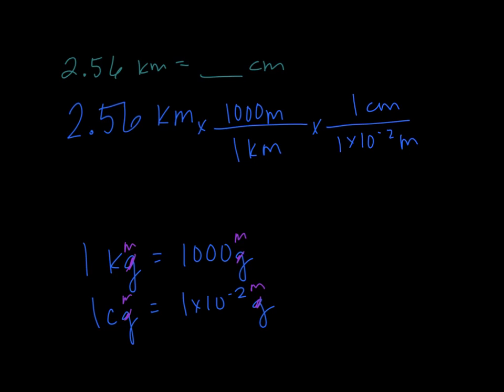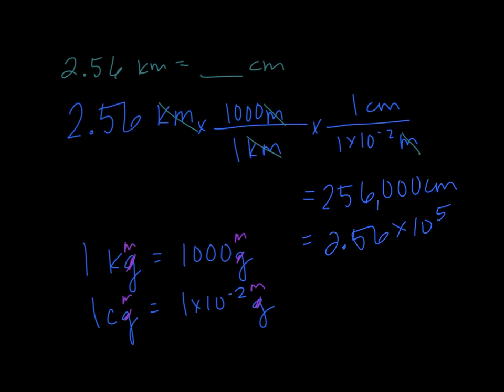So I'm going to cancel out my units now. Meters cancels with meters, kilometers cancels with kilometers. And I'm going to plug this into a calculator. And I get, my answer is 256,000. So I can leave it like that, or I can write it in scientific notation. Okay. All right. Let's do one more.